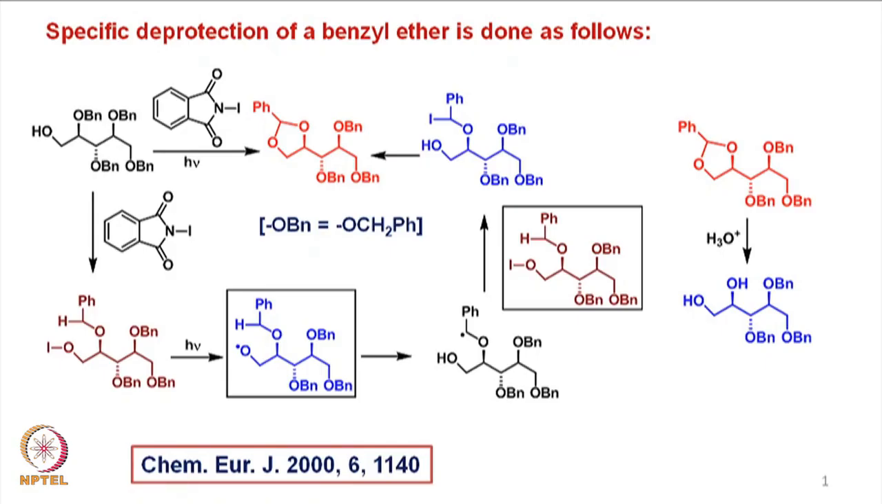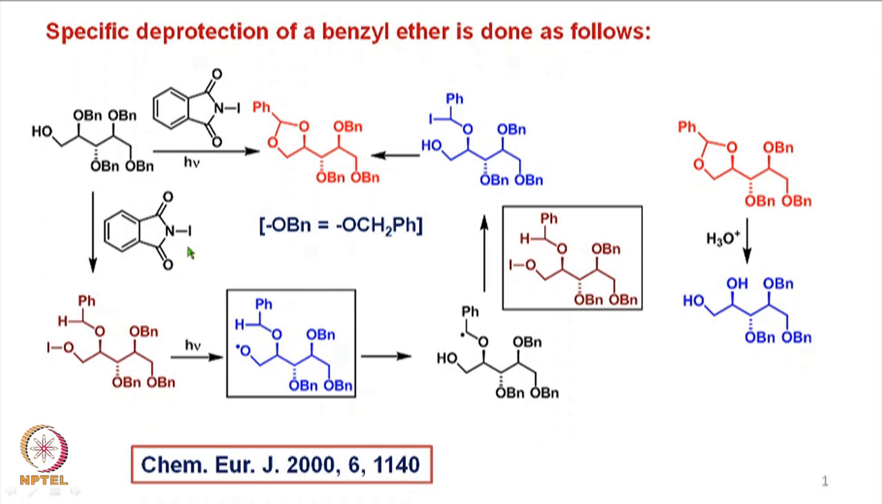Now, how do we make use of the hypohalite based chemistry in specific deprotection of a benzyl ether? If we take a compound of this kind, which has 4 different types of benzyl ethers, a benzyl ether is nothing but an OCH2 phenyl group. If we have these 4 types of benzyl ether present in this molecule, and we want specifically this particular O benzyl group to be deprotected to form this diol, then this hypohalite based chemistry under photolytic condition allows the formation of this ketal, which can be hydrolyzed under acidic conditions to give this particular diol, which is the result of a specific deprotection of this particular benzyl group.